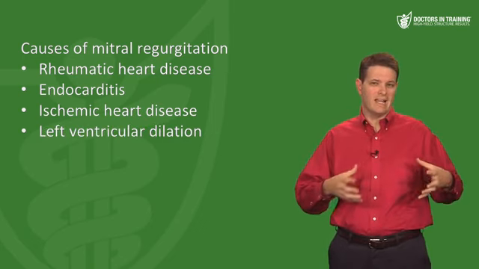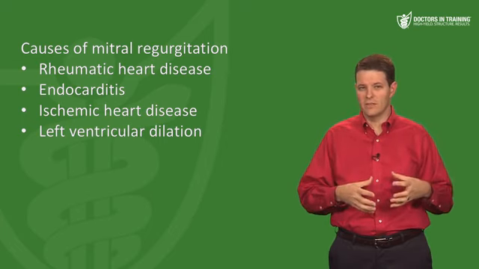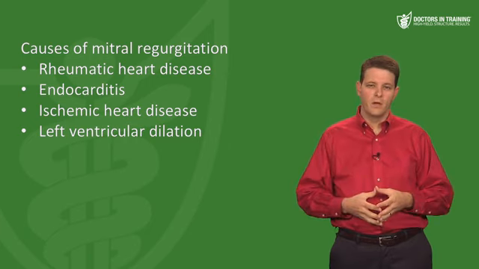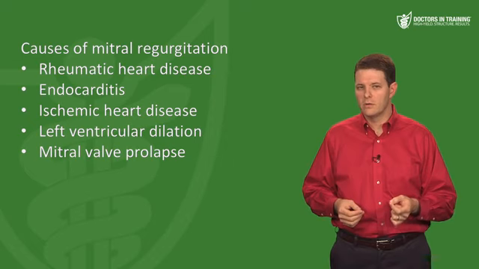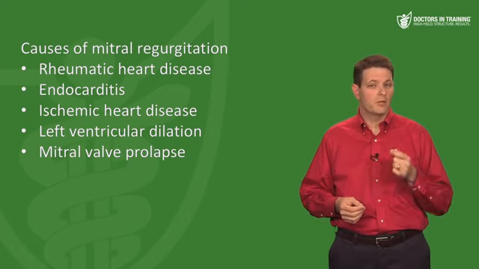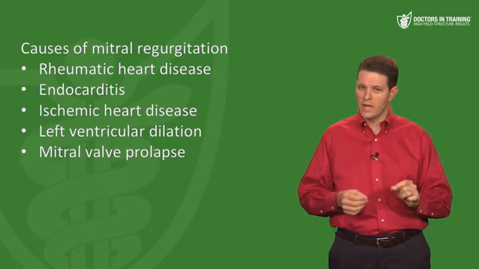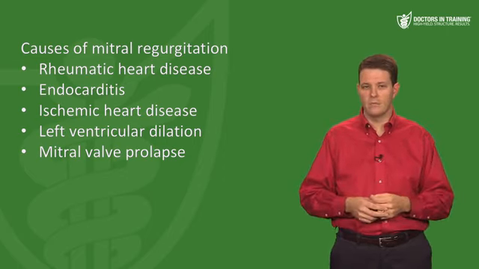If the heart dilates, you can imagine how that might cause some separation between the valve leaflets so that they don't close properly, and that allows blood to leak back through. And then mitral regurg can also be associated with mitral valve prolapse. Now, be aware that mitral prolapse and mitral regurg can occur together, but they don't have to. You can have prolapse without regurgitation. You can also have regurgitation without prolapse.